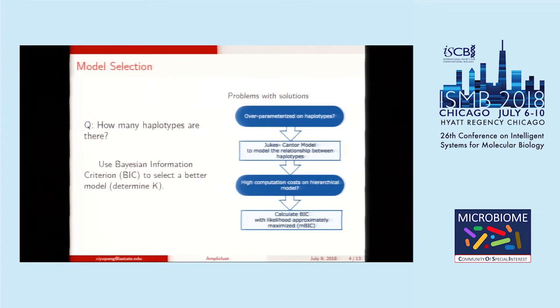Actually, we face a lot of problems when dealing with this problem. The first is over-parameterization of the haplotypes. To deal with this problem, we use the Dirichlet-multinomial model. Actually, it's a classical evolutionary model to model the relationship between the haplotypes. Then comes another problem: it's very hard to deal with the hierarchical model, and I do not want to use the Bayes method. So I calculated the BIC with the likelihood approximately maximized. Since it's not the original BIC, I called it the modified BIC.